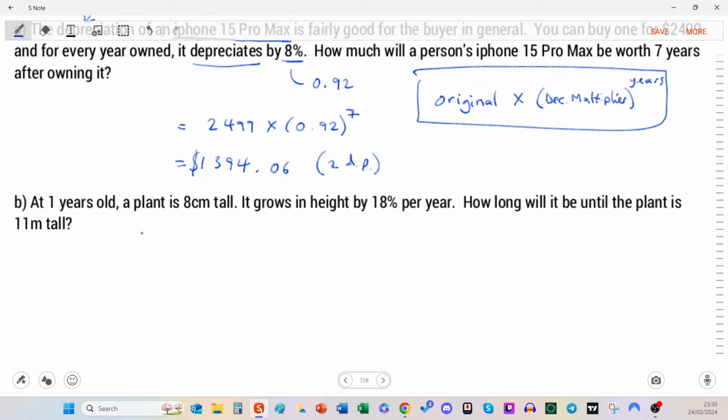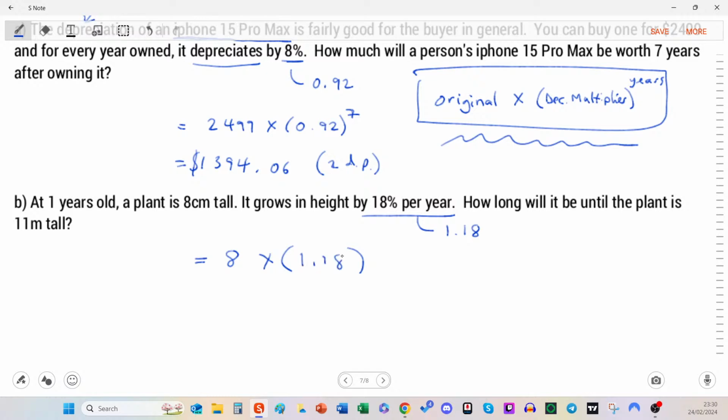So at 1 year old, a plant is 8 centimeters. This will be where it starts. So following the form above, that's the original amount. So this form up here, the original amount is 8, and we're going to multiply it by a decimal multiplier. Now, the decimal multiplier is how much it grows by. It's 18% per year. To increase something by 18%, it's 118%, which if we divide that by 100 is 1.18.